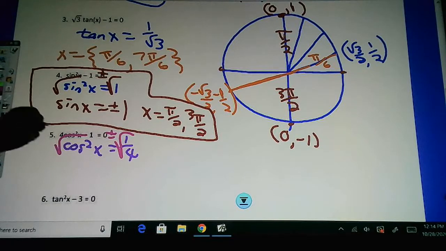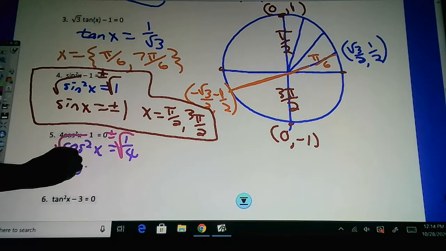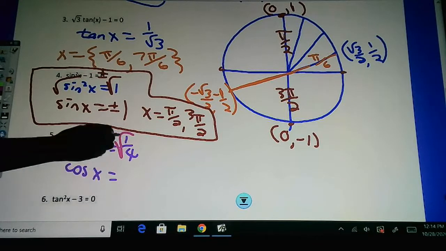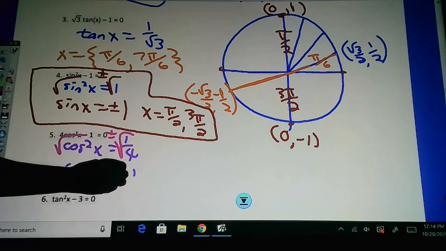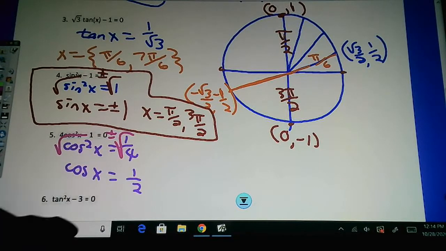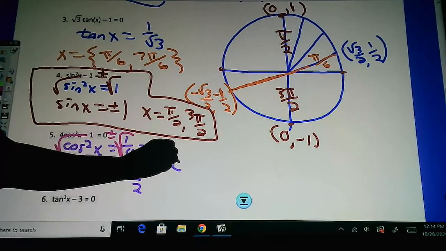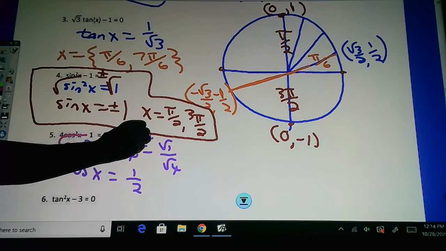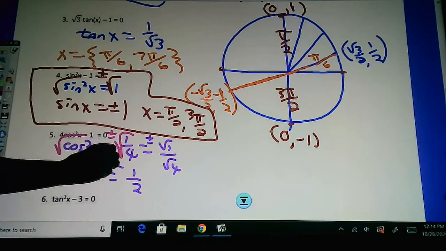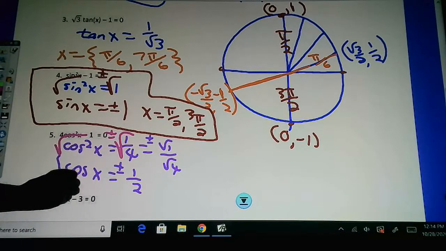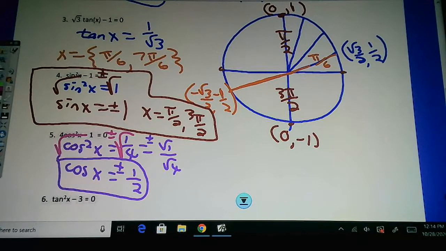All right, so you root away the square. Square root of 1 is 1. Square root of 4 is 2. Remember, you can break this up into square root of 1 over square root of 4. And it's still plus or minus. And so we're going to look to find out where cosine is equal to plus or minus 1/2.